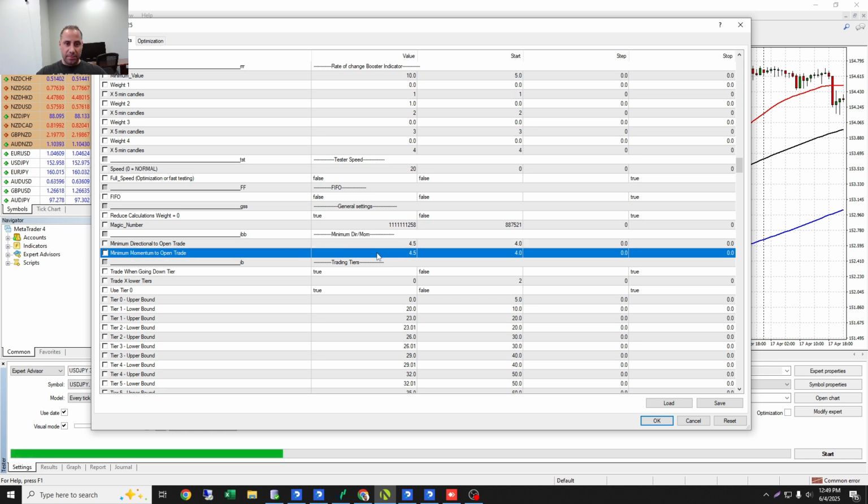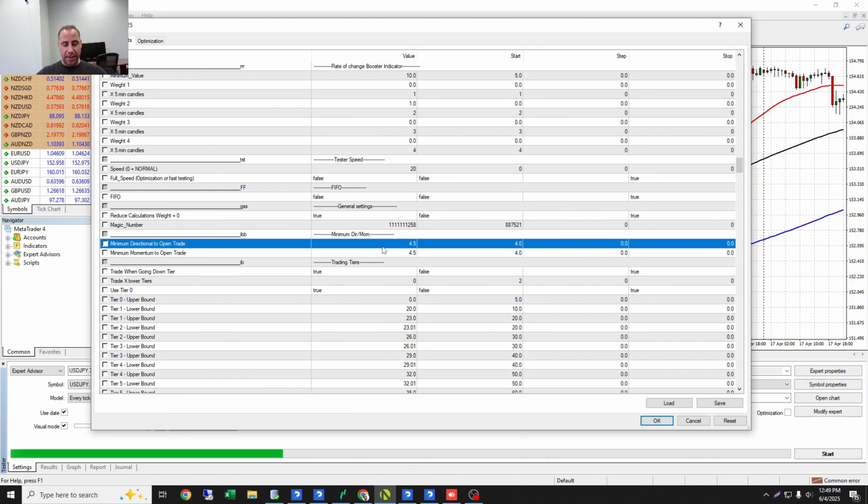Let's say momentum is at a higher value, 6, 7. Momentum allows us to trade, but let's say direction is at a 3. Direction wouldn't allow us to trade, so we will not take a trade. So let's go back to the chart here.